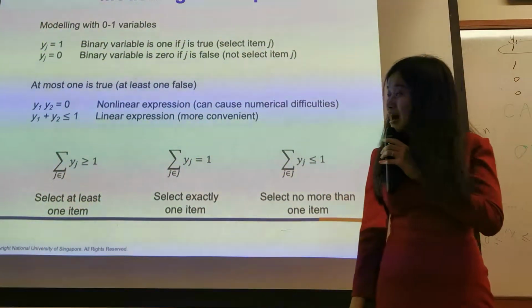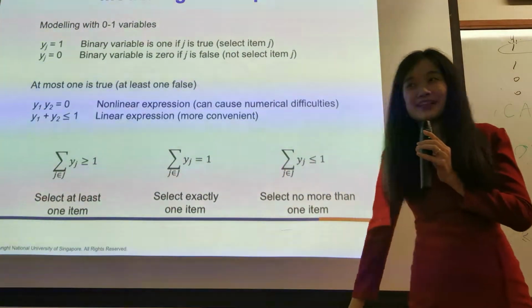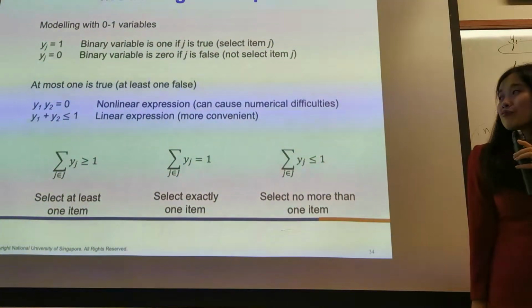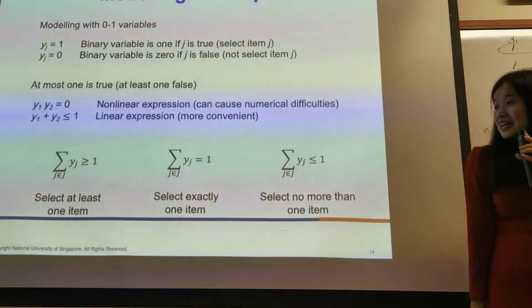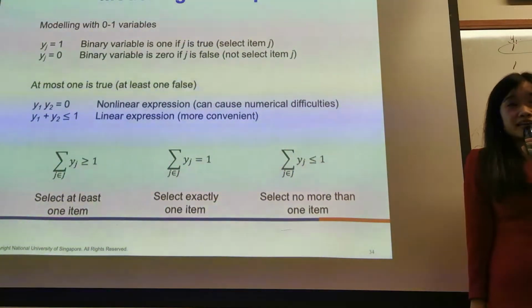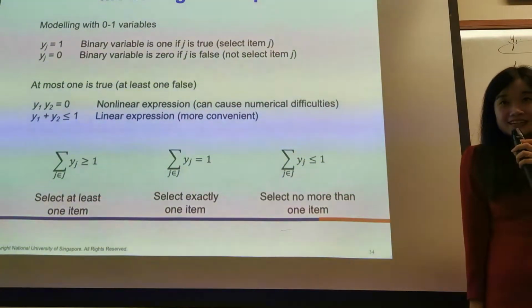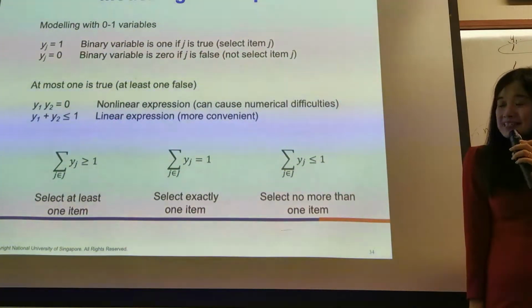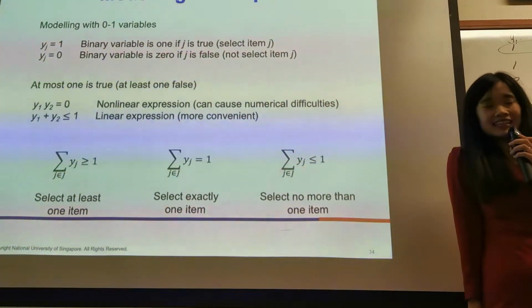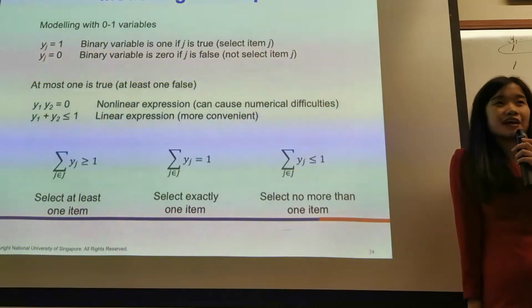But if I say all my y summed together is larger or equal than 1, what does this mean? It can be 1, can be 2, can be 3, but cannot be 0. So it means at least one item should be selected. It must be one choice, it cannot be all 0.